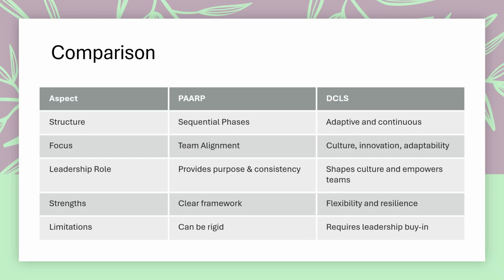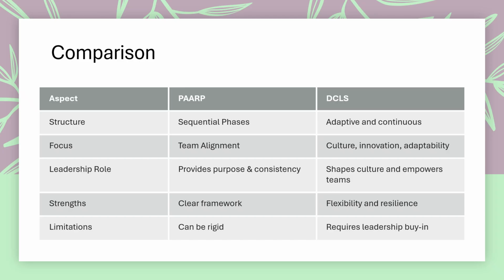The strengths of each model are different. PARP's strengths lie in clarity and the ability to align diverse professionals around shared goals. And DCL's strength is its resilience and adaptability to thrive in uncertainty.